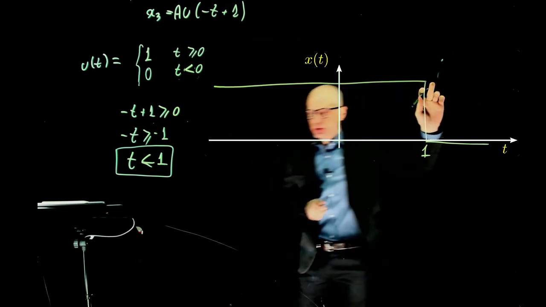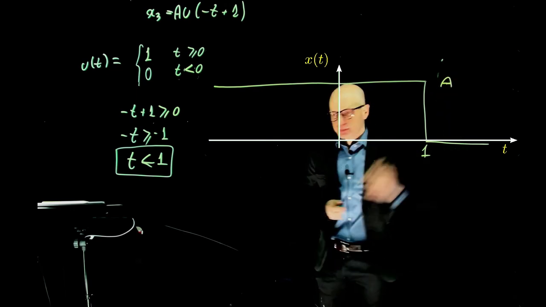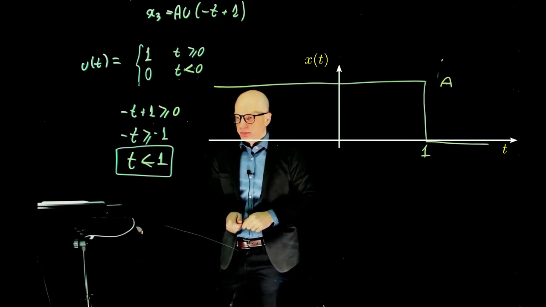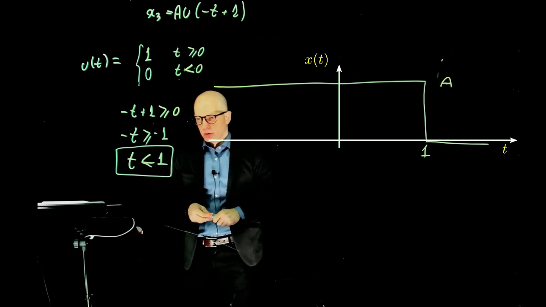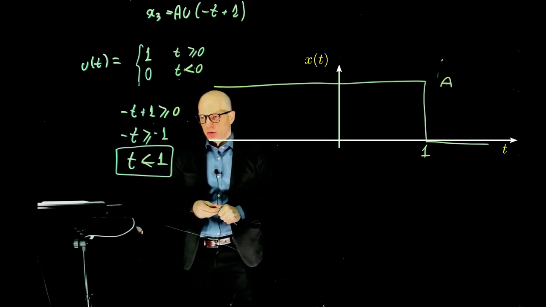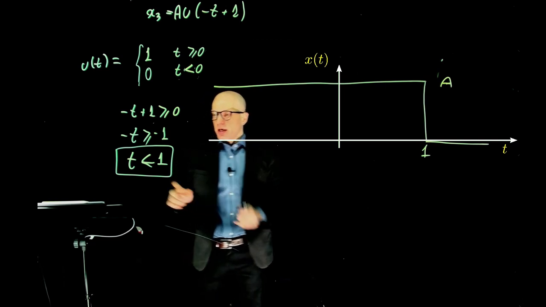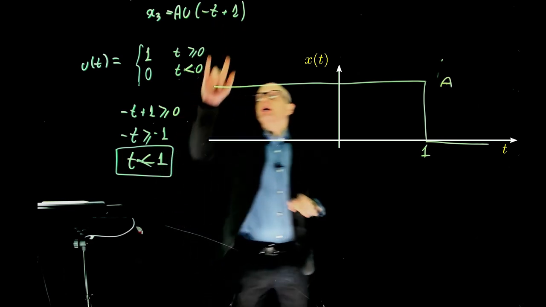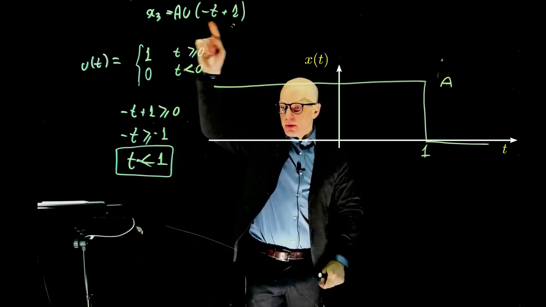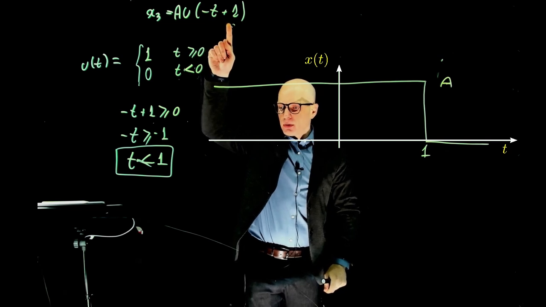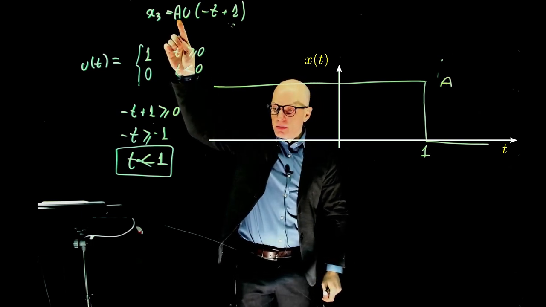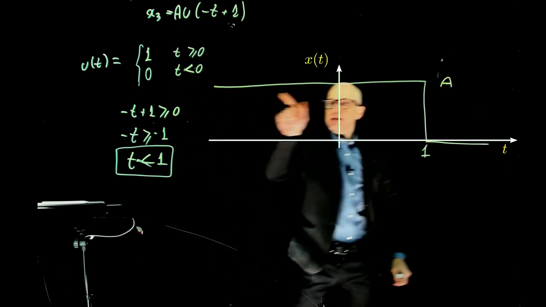And this magnitude here would be the magnitude of A. Right? It wouldn't be one, it would be A instead of one when t is greater or equal to zero. When t is smaller than one, you see that this is always positive. So we go to A. So when this is positive, the function triggers and goes to A. Right? So it stays at A up to one.